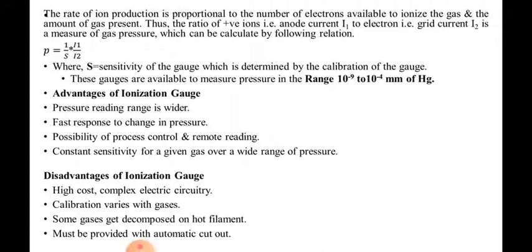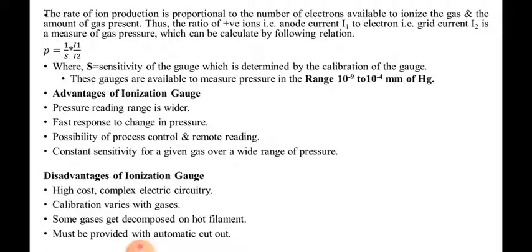And the limitations are: the cost is high, complex electric circuitry, calibration varies with the gas, and some gases get decomposed on the hot filament, which means there will be decomposition, and that's why corrosion and rusting will take place. It must be provided with an automatic cutoff. That automatic cutoff gives a discontinued reading, so that will be the limitation of the ionization gauge.